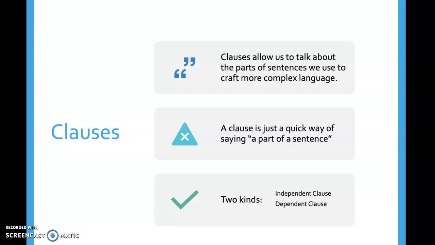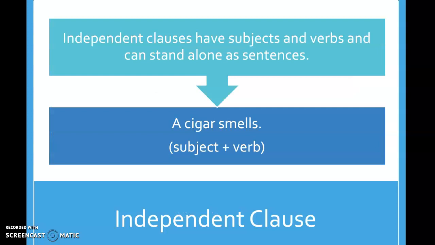Clauses are simply ways to talk about parts of sentences or sentences themselves. When we say clause, we really just mean part of a sentence or part of a longer sentence if we're building long ones. There are two basic kinds of clauses: independent clauses and dependent clauses. Independent clauses have subjects and verbs and can stand alone as sentences. Basically, they're like adults. They live on their own, they have apartments, they have cars, they have bills to pay. They're independent. That's one way I use to remember it.